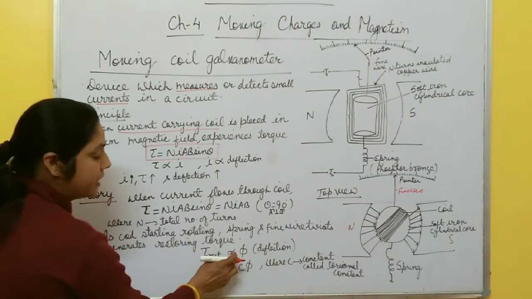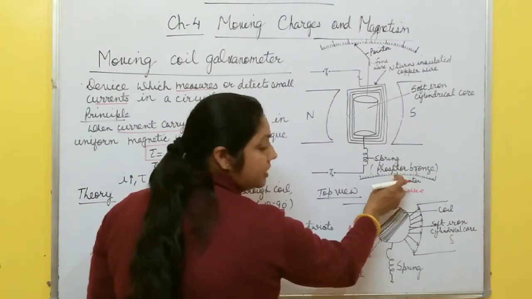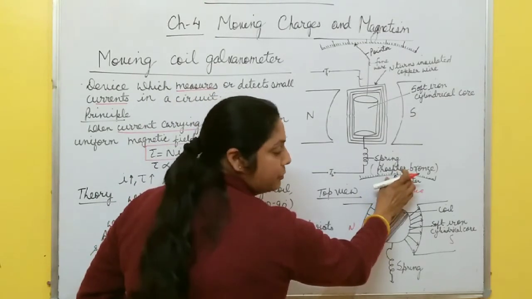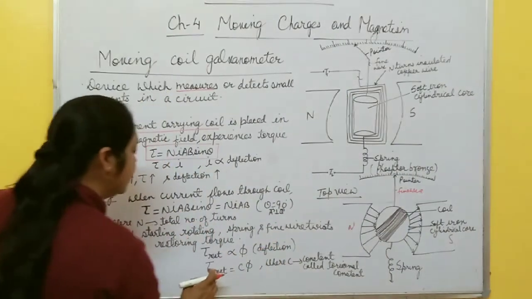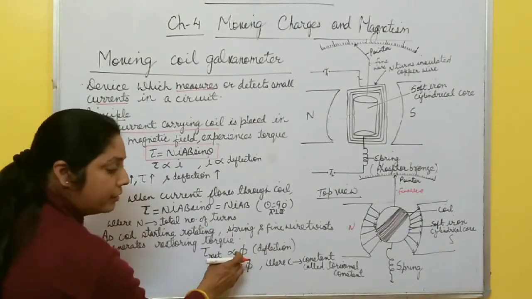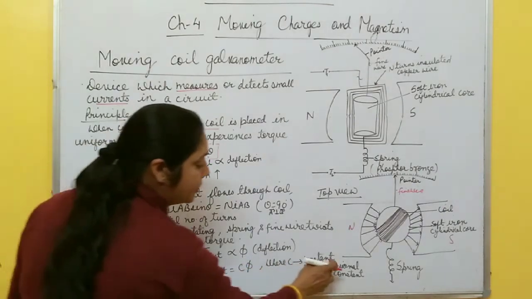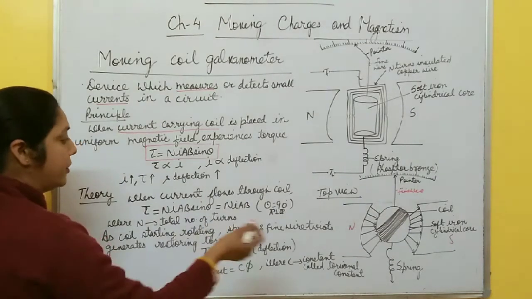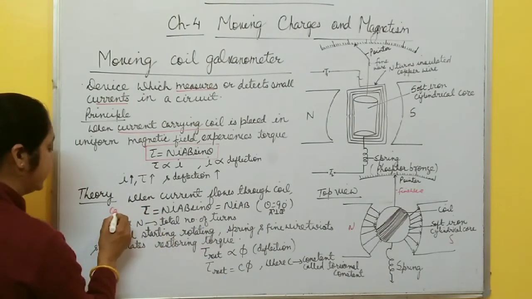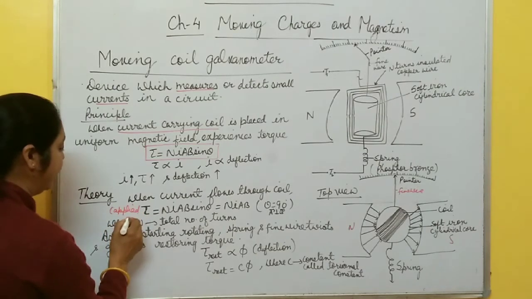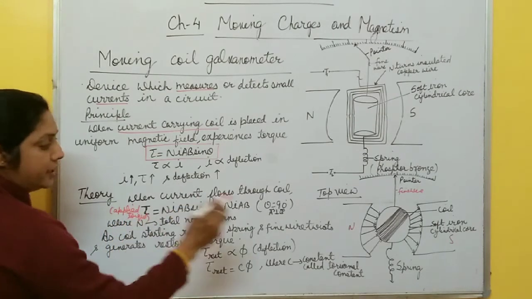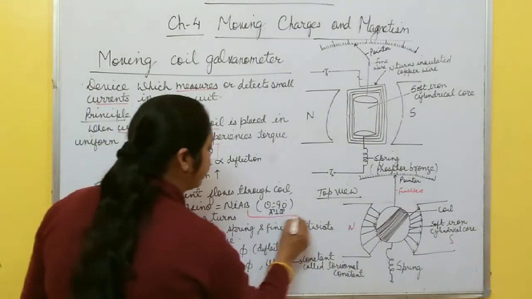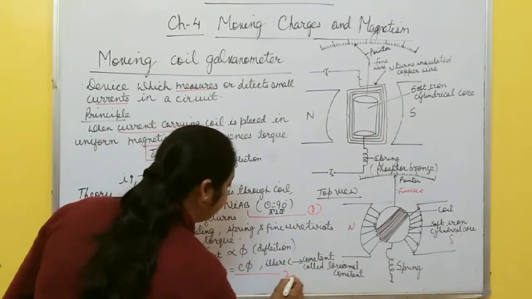That restoring torque is directly proportional to the deflection, which this pointer shows. Greater the twisting, greater is the deflection shown by this pointer on this scale, right? So this restoring torque is proportional to phi. It is equal to C phi, where C is a constant called the torsional constant. Now as the coil rotates, this is the applied torque. Due to this applied torque, the spring starts twisting and develops restoring torque. So this is equation number 1, and this one is equation number 2.